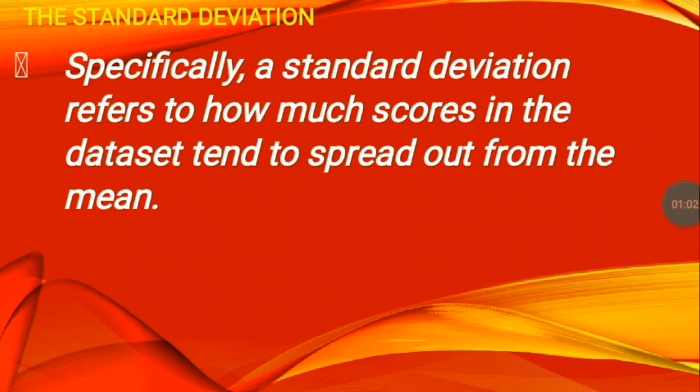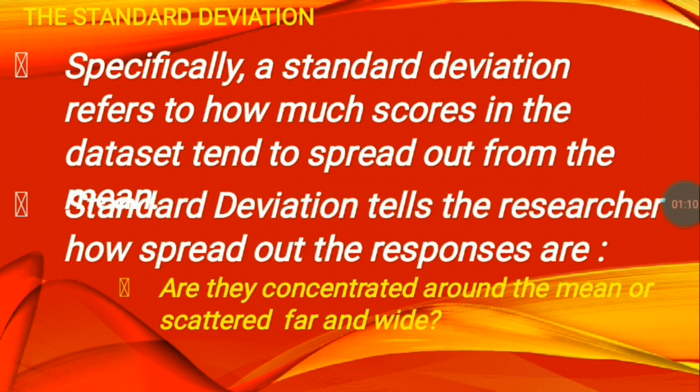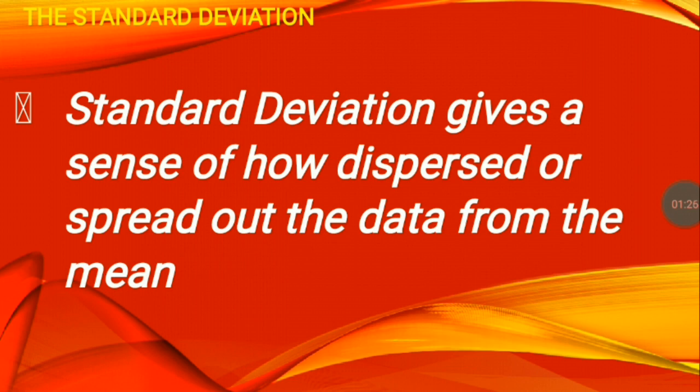Specifically, a standard deviation refers to how much scores in the data set tend to spread out from the mean. The standard deviation tells the researcher how spread out the responses are. It answers the question: are they concentrated around the mean or scattered far and wide? So the standard deviation gives a sense of how dispersed or spread out the data is from the mean.